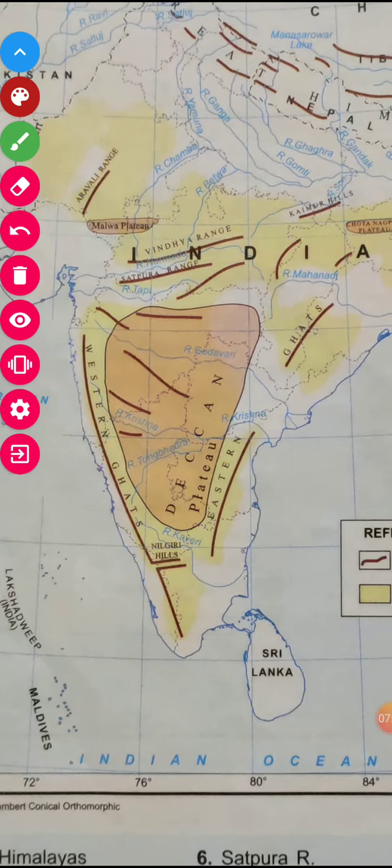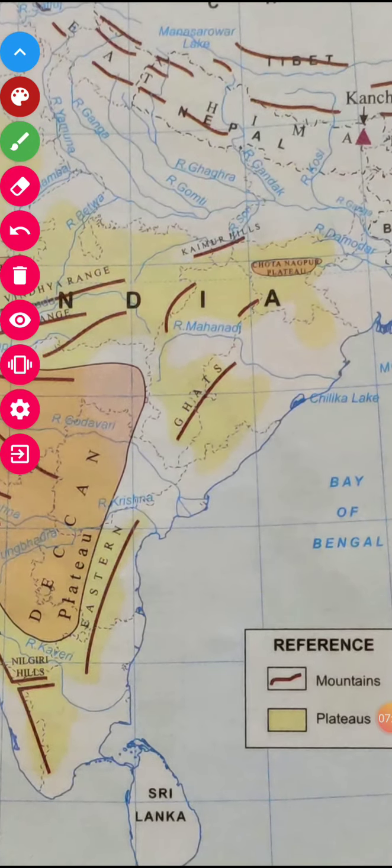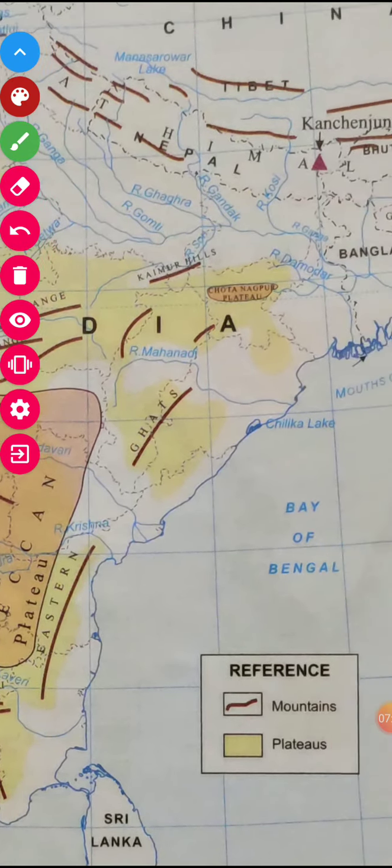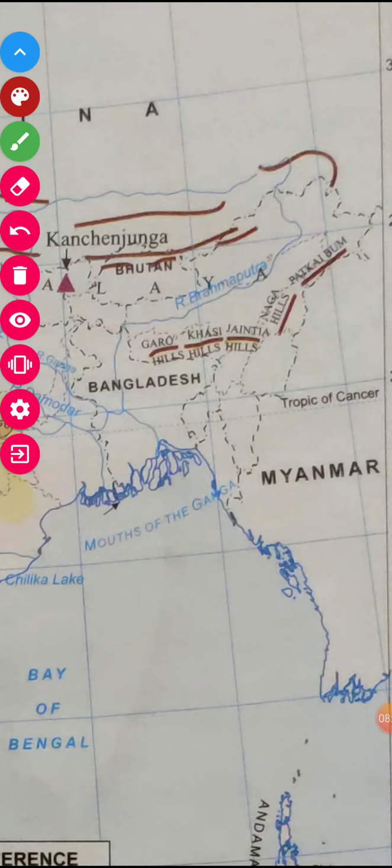Moving to the next, we have in the northeast of India, Garo Jaintia Hills. They lie in the state of Meghalaya. But once again, we will be getting only physical map, not the political map. So to mark this, we have to follow certain instructions.